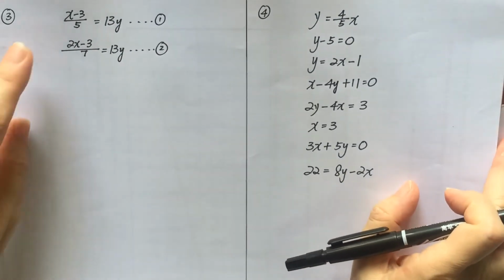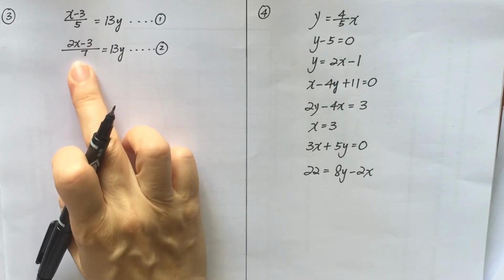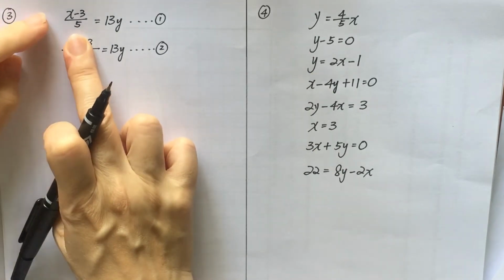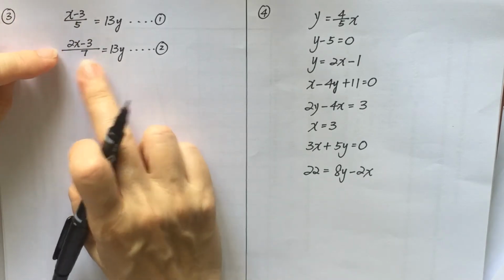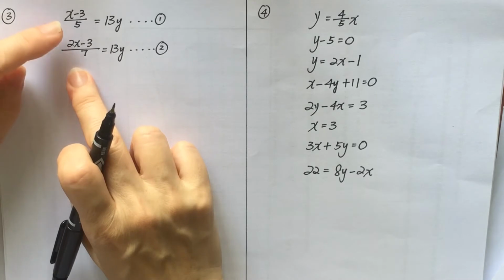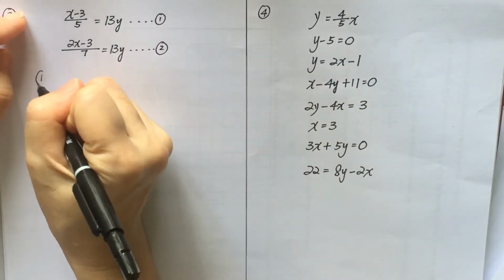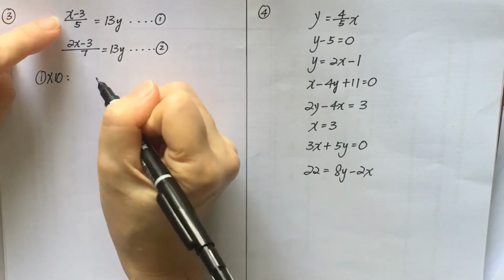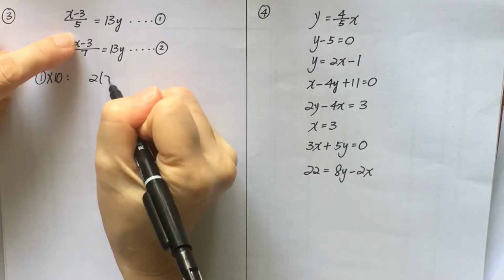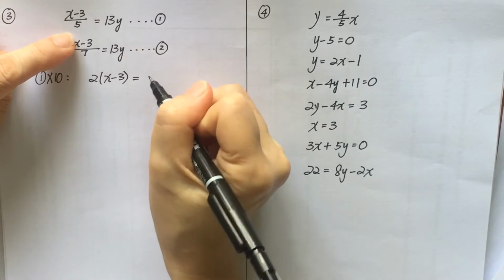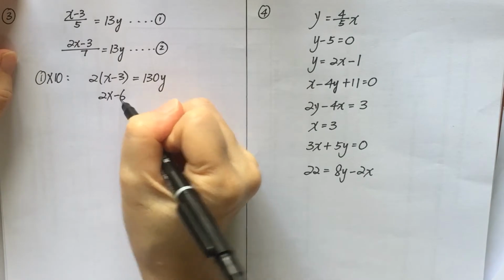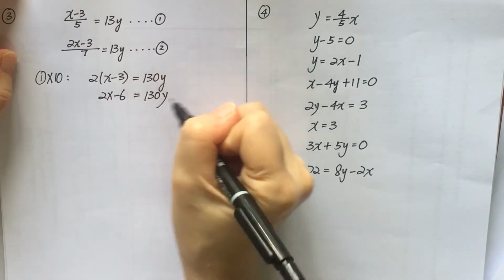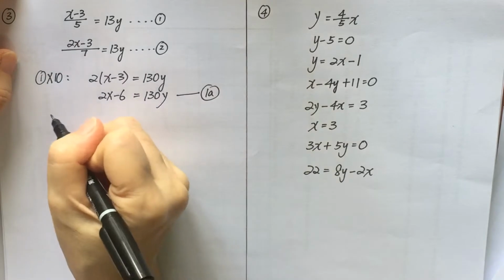The question, I can form two equations. Okay, I can form these two equations. But if I were to multiply 5 to the first equation, I get x. If I multiply 7 to the second equation, I have 2x. So I want to make them the same. So instead of multiply by 5, I multiply by 10. So if I multiply by 10, this will be 2 times x minus 3 equals to 130y. So I have 2x minus 6 equals to 130y. So this is my equation 1a.